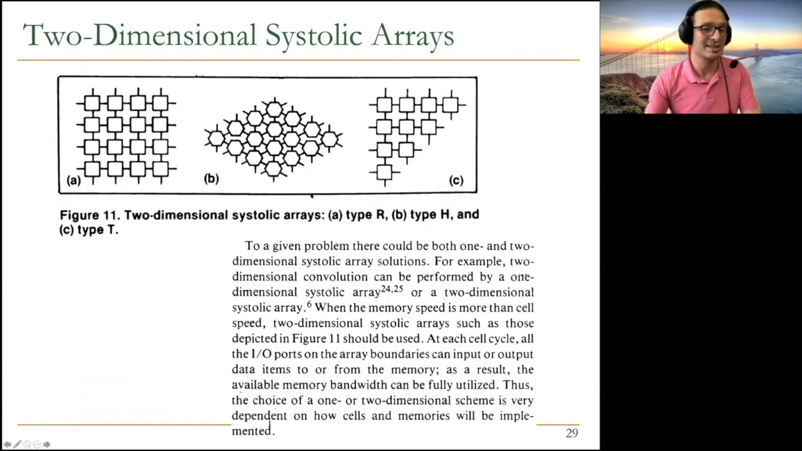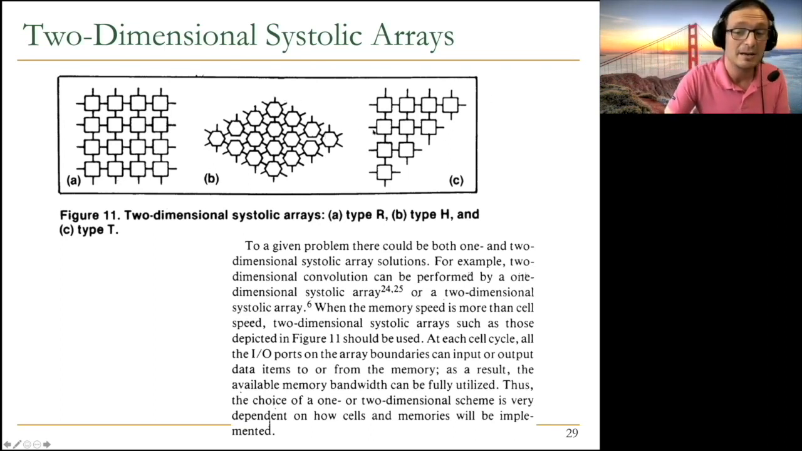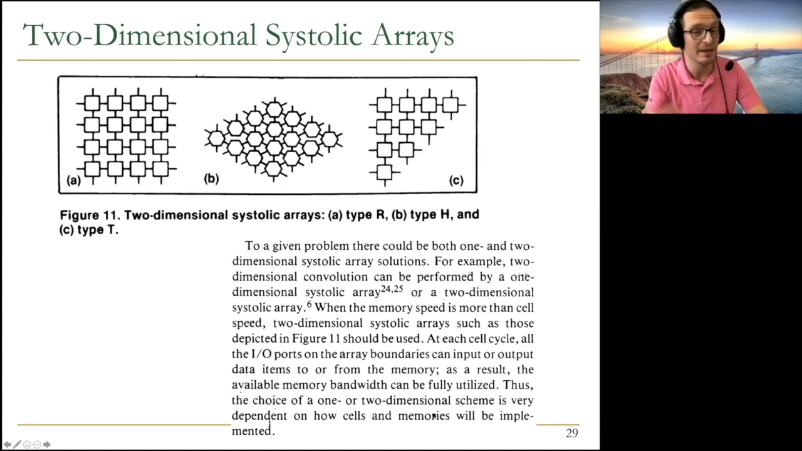Okay, so this is from your reading, but you can see systolic arrays can be like this, depending on what you compute. Systolic arrays can be like this. Basically, there are different trade-offs which we're not going to get into. You can see 1-dimensional systolic arrays can be used, or 2-dimensional can be used, but I'm not going to go into the trade-offs. You can read the paper for it. Okay, and you can see that the choice of a 1- or 2-dimensional scheme is very dependent on how cells and memories will be implemented, because it's all about overlapping and not overlapping of the latencies, for example.